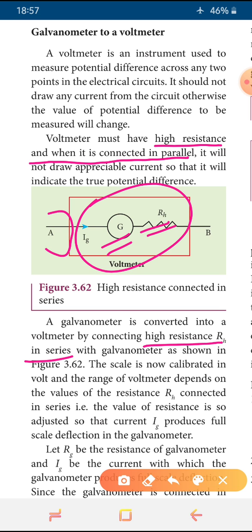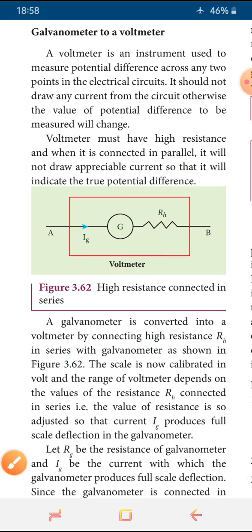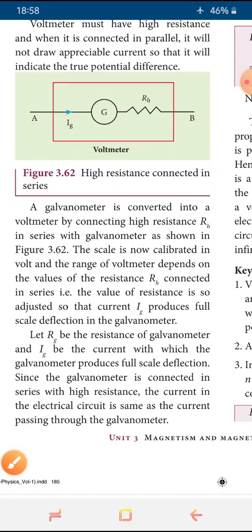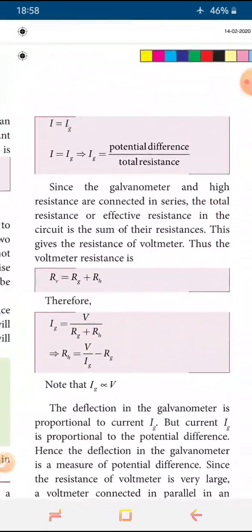Say the two terminals are A, B. We are passing the electric current Ig through the circuit. The value of the high resistance is RH, and the galvanometer resistance we can take as Rg. In series connection the potential difference will vary, but the electric current will be the same. We saw this in the second unit. In series, the electric current passes the same, only the potential divides. Okay, so based on that concept we are using the formula here.